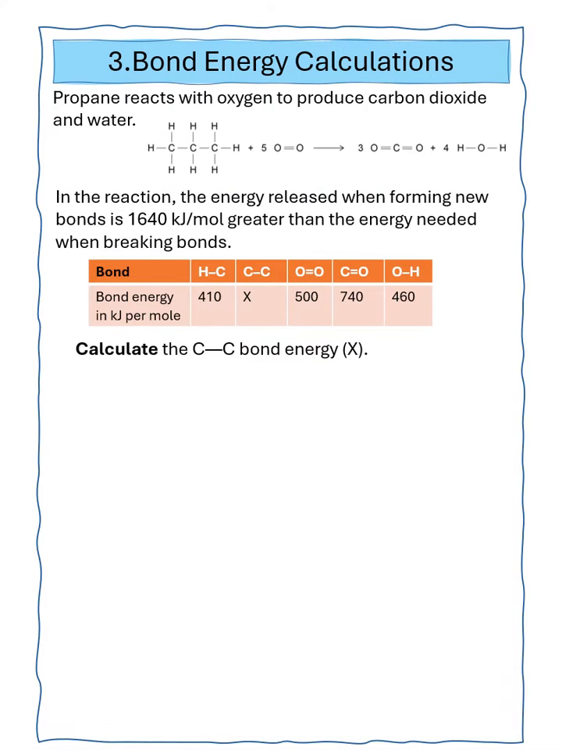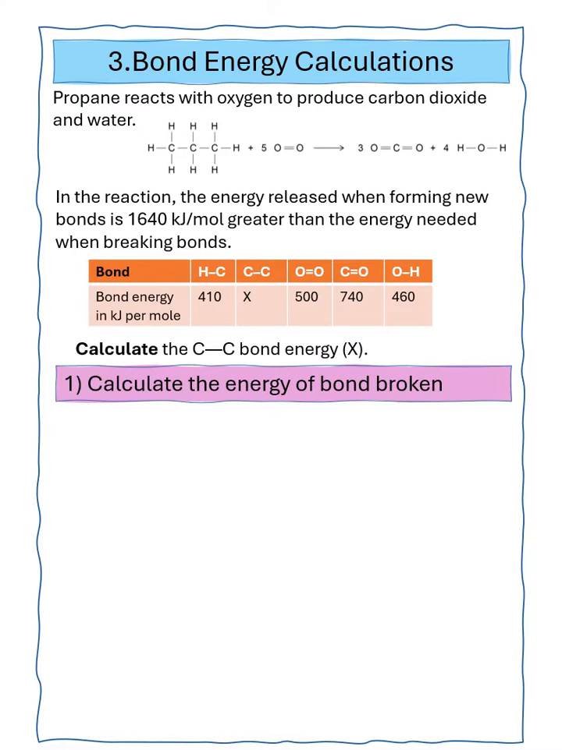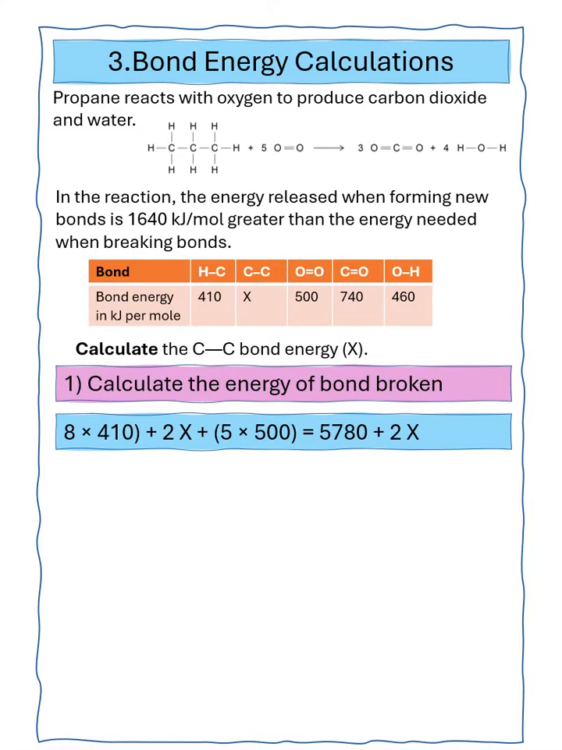Question 3 says calculate the carbon to carbon bond energy X. We're told that propane reacts with oxygen to produce carbon dioxide and water. We're given the displayed formula, and we're told in the question that the energy released when forming new bonds is 1640 kilojoules per mole greater than the energy needed when breaking the bonds. So that's going to be minus, as the energy is given out, as it's exothermic. But first we've got to calculate the energy of the bonds broken.